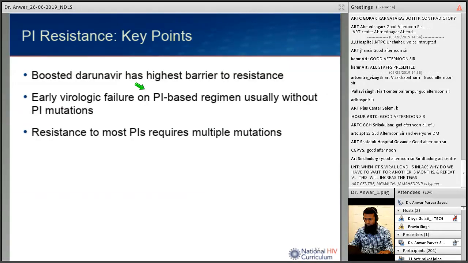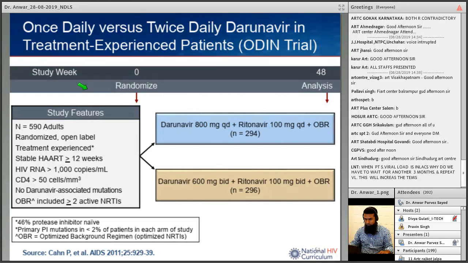As far as PIs are concerned, they have the highest genetic barrier to resistance. Again, if you go up and up, the lowest will be atazanavir-ritonavir, and higher than that, having a higher genetic barrier to resistance than atazanavir, is lopinavir, and darunavir-ritonavir has the highest genetic barrier to resistance, which means they will require multiple mutations to accumulate for the virus to become resistant to the drug.